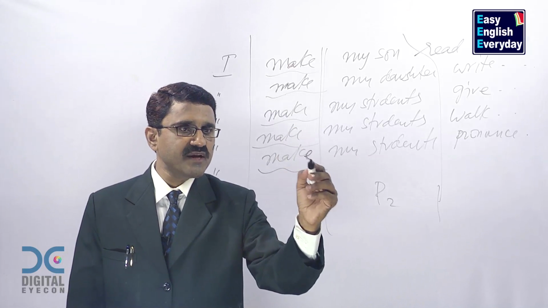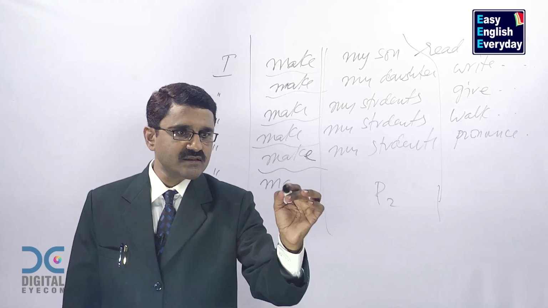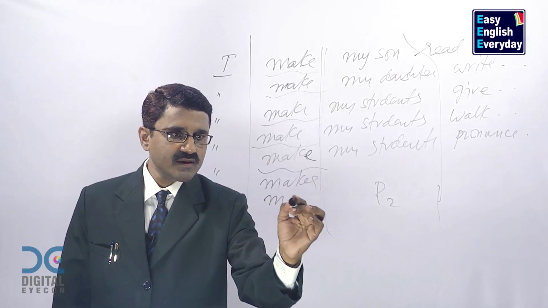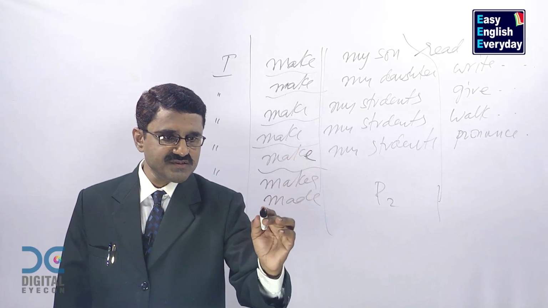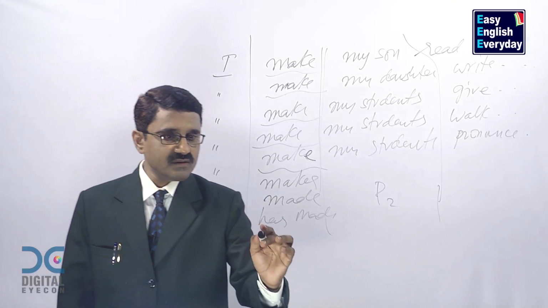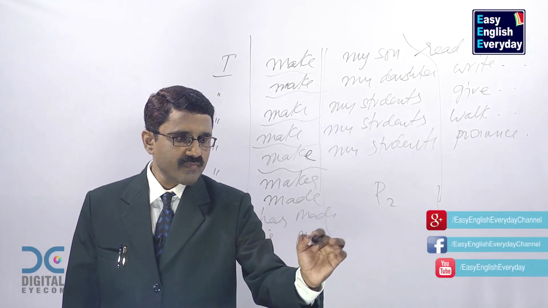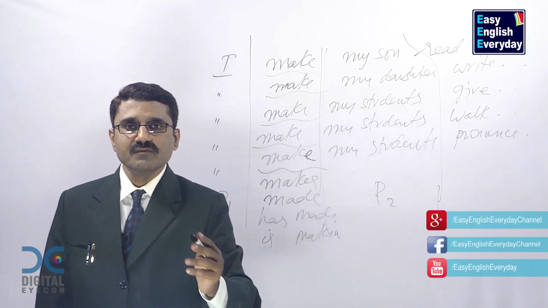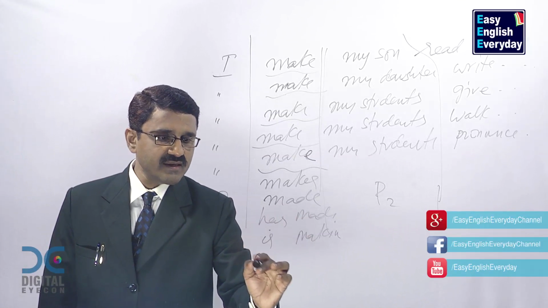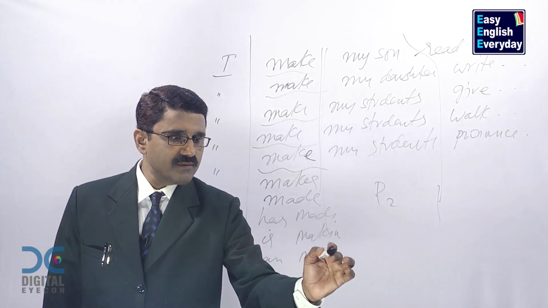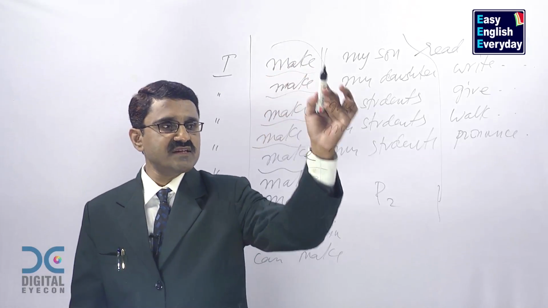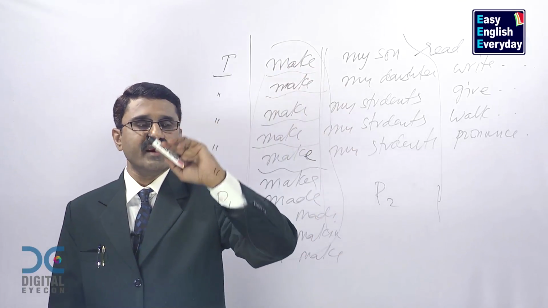And this is in base form. You can use it in other forms also. Makes, if it is third person singular. Made for past tense. Has made for present perfect. Then is making, am making, are making, was making for continuous tenses. Then if it is modal auxiliary, can make, will make, shall make, should make, must make. So this is about make.